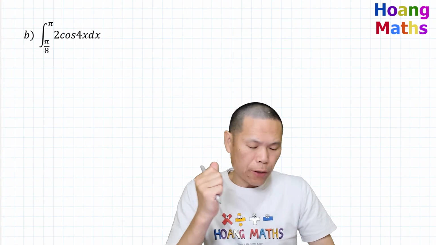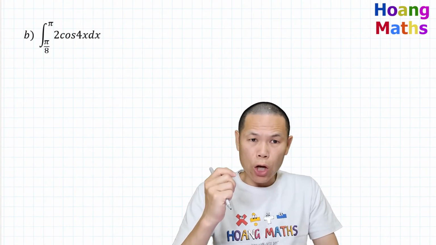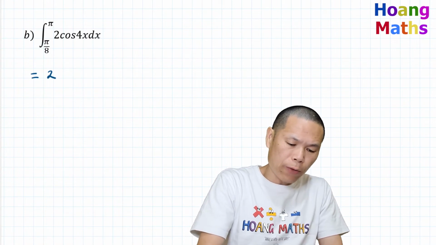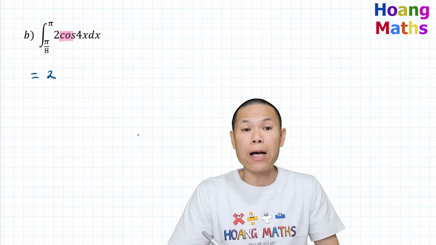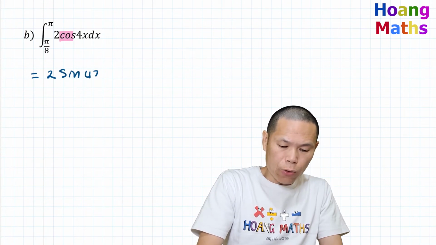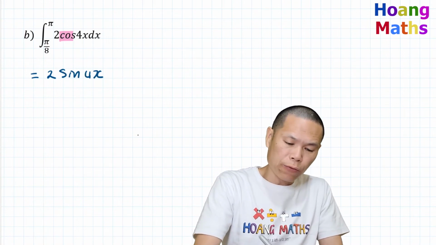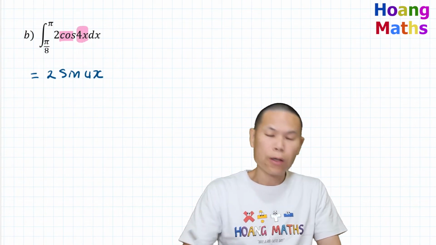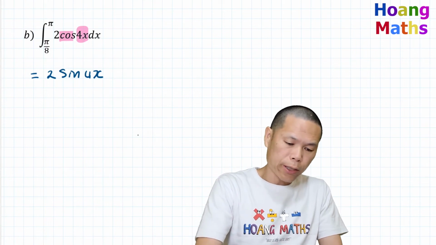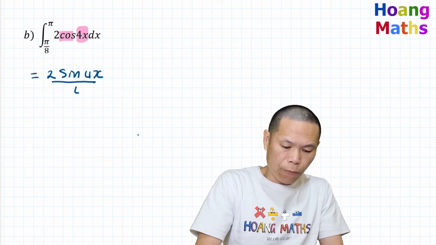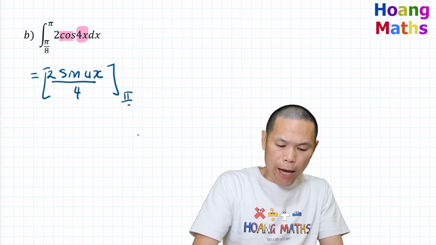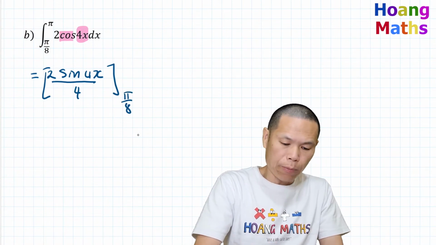Part B. First of all, 2 is a constant, so let me just write this down. So 2. Now if we integrate cos, it will give us sine. So let me write sine of the angle, that is 4x. Now we just divide it by the derivative of the angle. Differentiating 4x gives me 4, so now I just divide this by 4, all the way from pi over 8 to pi. Okay, keep that in mind.